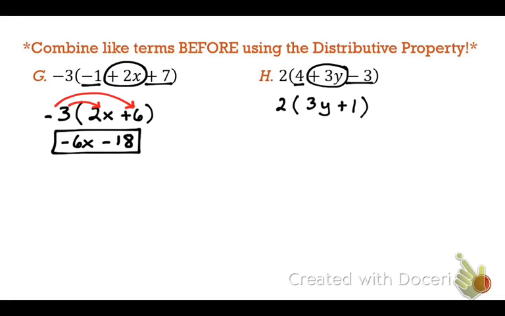Distribute the 2. Okay, so I'm going to take this and multiply it by the first term and also multiply it by the second term. Aubrey, what's 2 times 3y? 6y. Riley, what's 2 times 1? 2. And is that a positive 2 or a negative 2? Positive, so I'm going to put 6y plus 2.